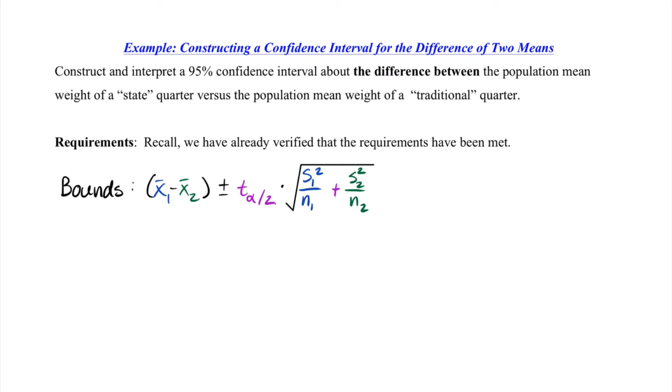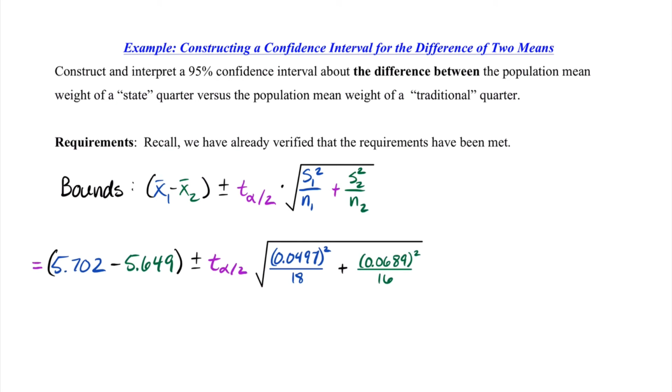From the previous example, we found a lot of this information. We found x bar 1 to be approximately 5.702, x bar 2 was approximately 5.649. We've got that plus or minus our t sub alpha over 2 being multiplied by our sample variances, where the first sample had a standard deviation of 0.0497, but we need to square that value, and we're dividing that by the sample size of 18, adding that to our sample standard deviation for the second sample being 0.0689, squaring that of course, as called for by our formula, and dividing that by the size of our second sample of 16.